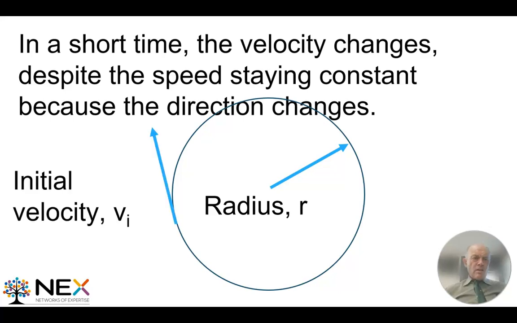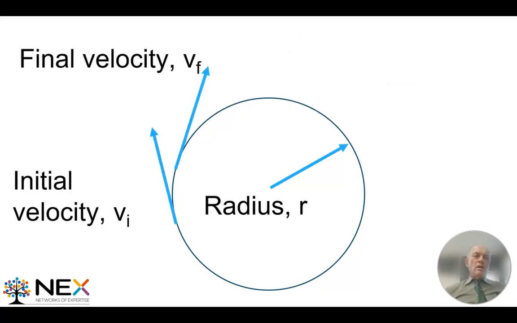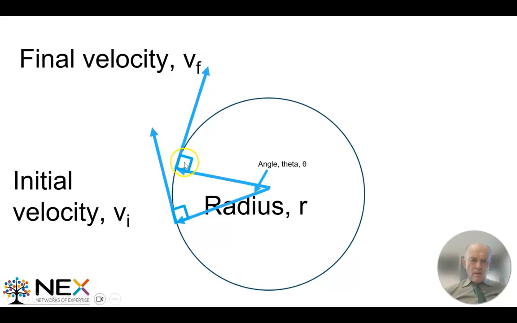There's the radius, there's the initial velocity. Here's the final velocity. We need to look at the change in velocity because acceleration is change in velocity divided by change in time. Now, we look at bits of geometry. There are two radii linking these velocity points. They give us a nice right angle here, which also means that the angle between these two velocities is equal to the angle between these two radii.